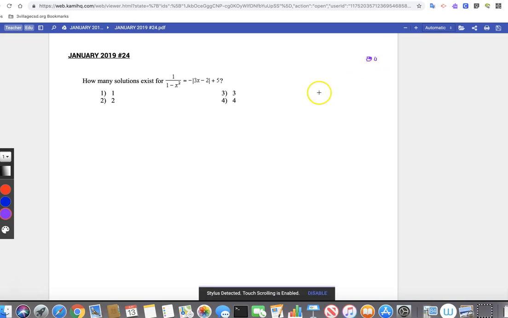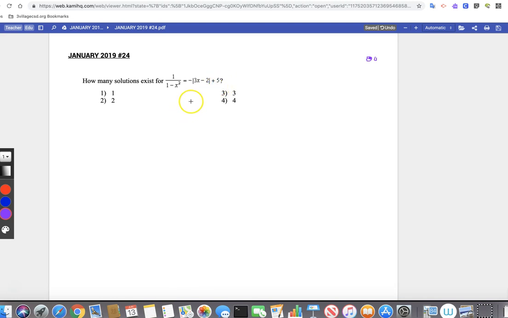Hello, and welcome to my video on the January 2019 Algebra 2 Regents question number 24. Here we are asked how many solutions exist for the equation 1 over 1 minus x squared equals negative absolute value of 3x minus 2 plus 5.